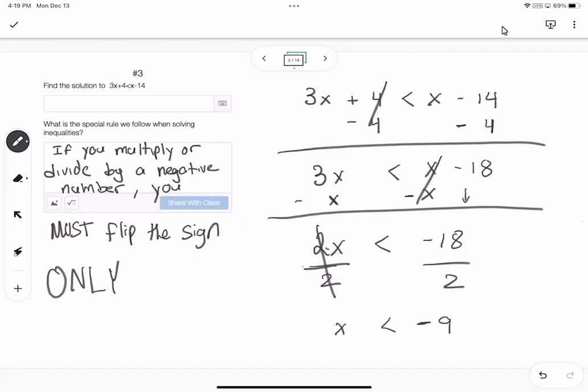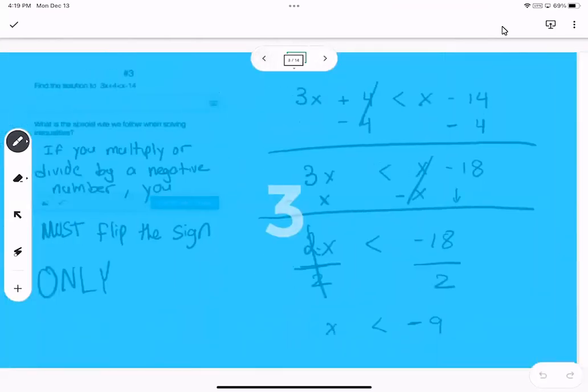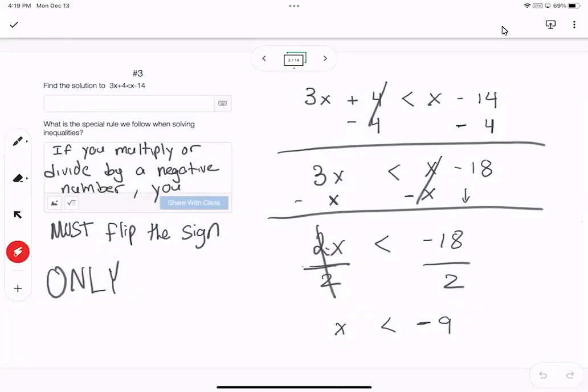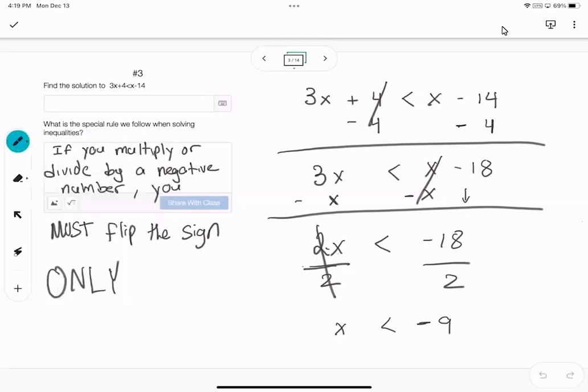Okay, so now we can move on to the next question. Oh, let me take another look. Right, so here we're saying x is less than negative 9. That means if we want to write a statement, I'll do this in a different color. X is all values less than negative 9.